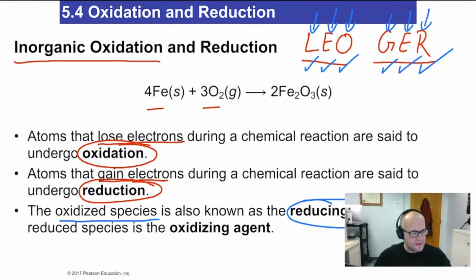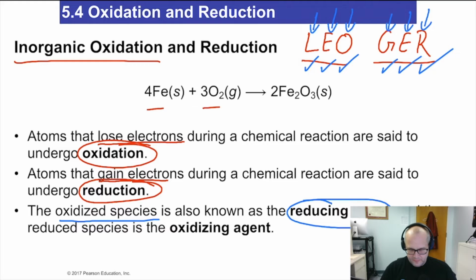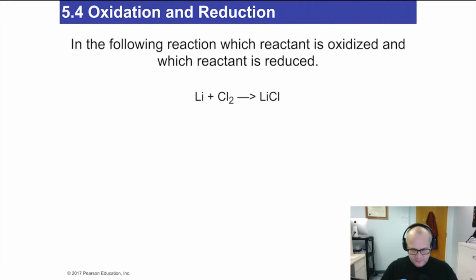Let's see if we can get a couple of cool examples here. So here's an example. We have lithium plus chlorine giving us lithium chloride. Now, one of those reactants is oxidized and the other one is reduced. I want you to remember one thing. In a chemical reaction, if there's an oxidation occurring, there must be a reduction. It's like a rule. If something is oxidized, another thing must be reduced.